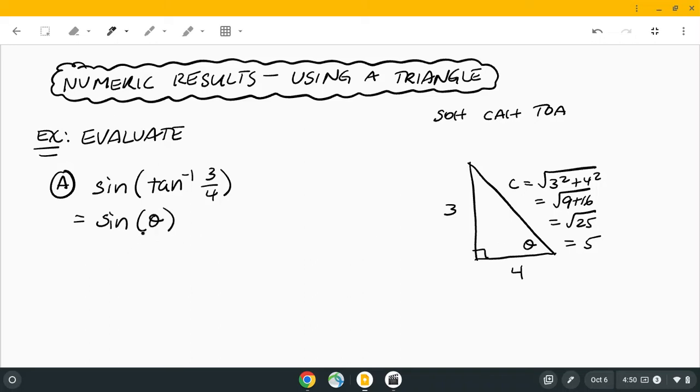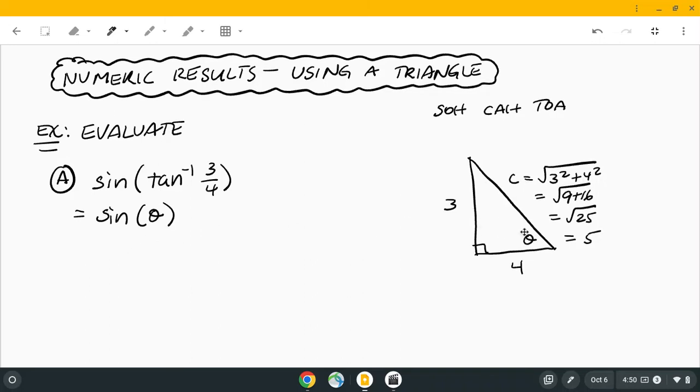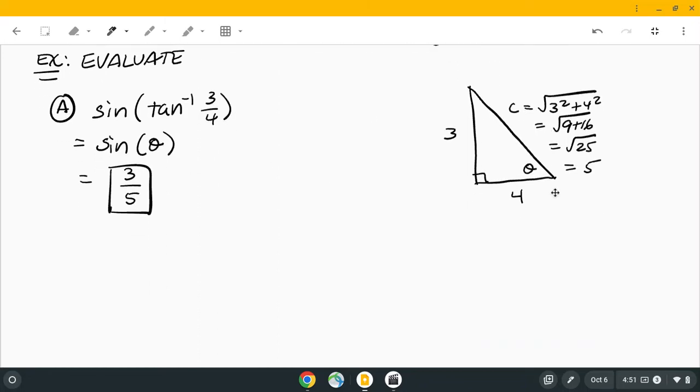Okay. And then the sine of theta, again, based off of SOHCAHTOA, the sine of this angle is opposite over hypotenuse. So the answer here is going to be 3 over 5. Okay. So that's how we get the ones that we don't have memorized. Okay. Let's try another one.